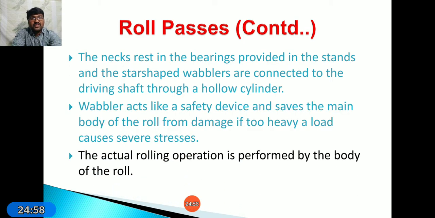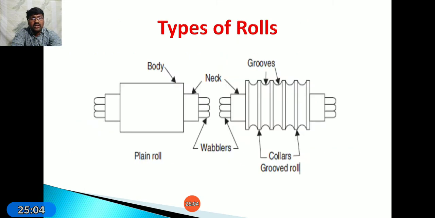Next, the actual rolling operation is performed by the body of the roll. Observe, it is the plain roll and it is the groove roll. Here wobblers are used to support the body and rollers. It is the plain and it is the groove.